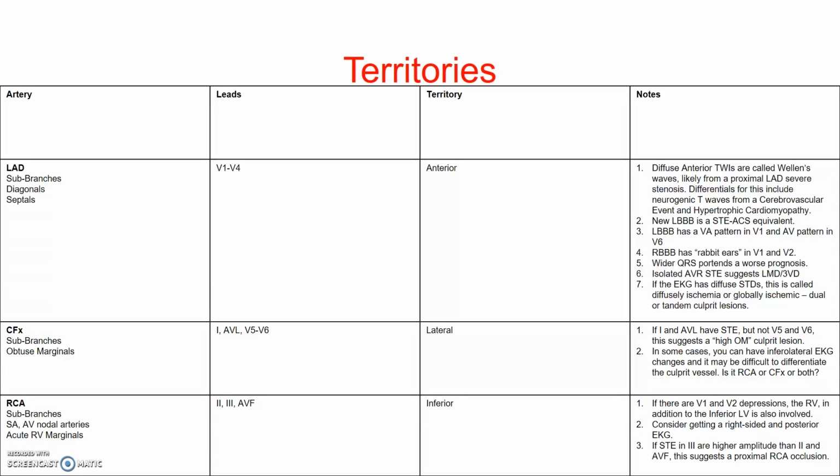We'll look at the coronary artery territories, and these include, firstly, the left anterior descending artery, which is represented by leads V1 to V4, and this corresponds to the anterior territory. The circumflex artery is represented by 1, AVL, V5, and V6, and this is considered the lateral territory. Finally, there's the right coronary artery, which is represented by leads 2, 3, AVF, and this is known as the inferior territory.